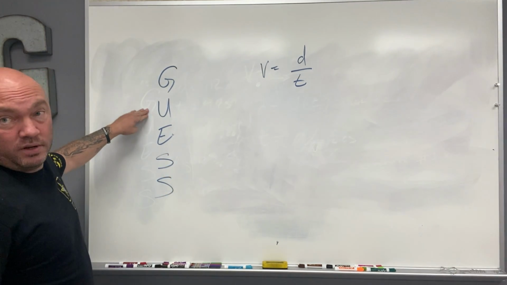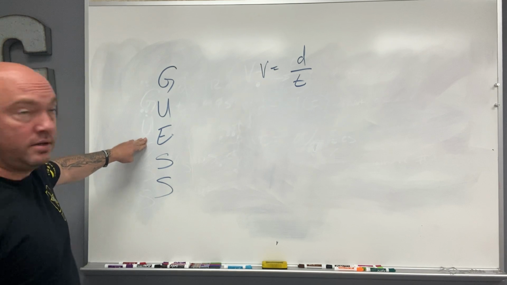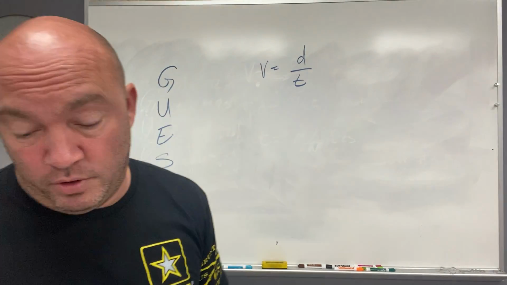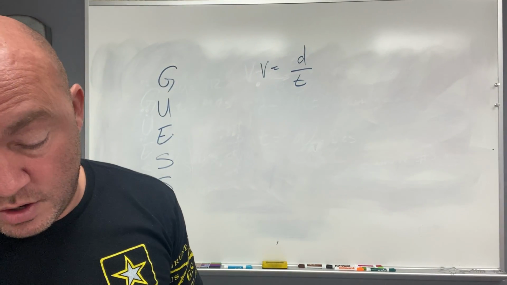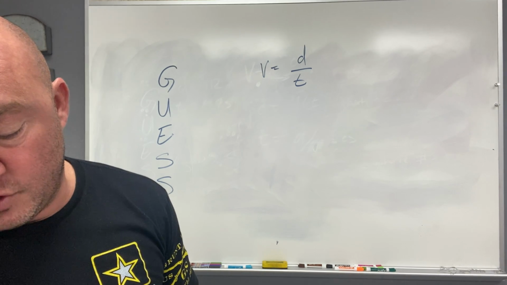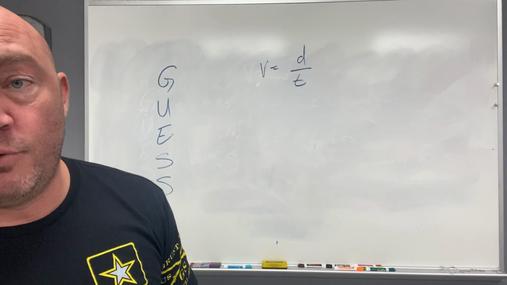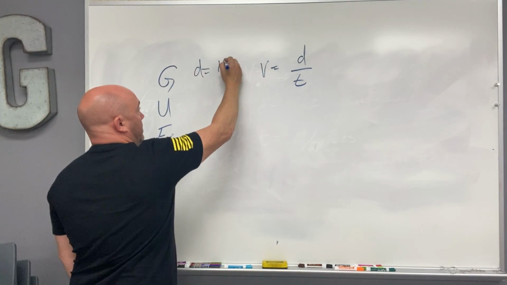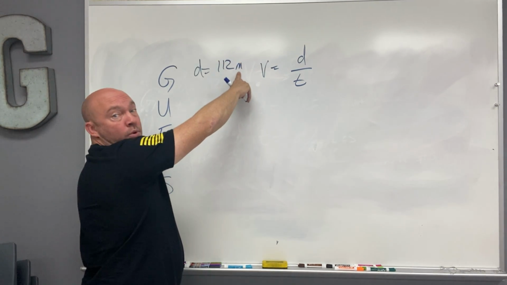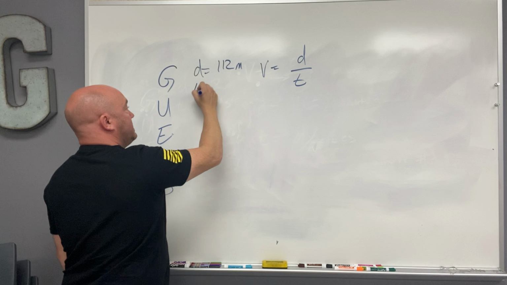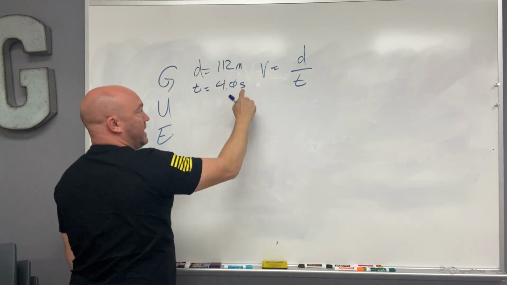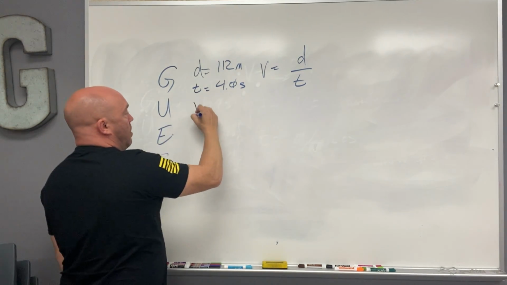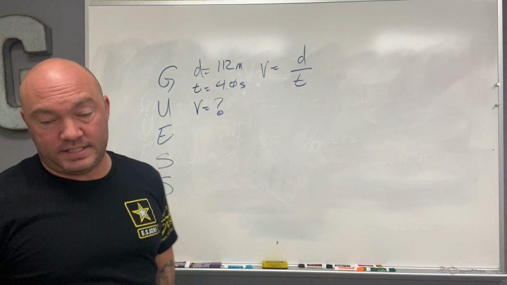Okay, given, unknown, equation, substitution, solve, or solution, okay? So, I'm going to look at the first one, and it says, what is the speed of the cheetah that travels a total of 112 meters in 4 seconds? What do I know? I know my distance, 112 meters. Ladies and gentlemen, that is important. That lets me know what we're talking about. My time is equal to 4.0 seconds. Also, the unit, I need to know what's going on, okay? What is the unknown? I have no idea what the velocity is.